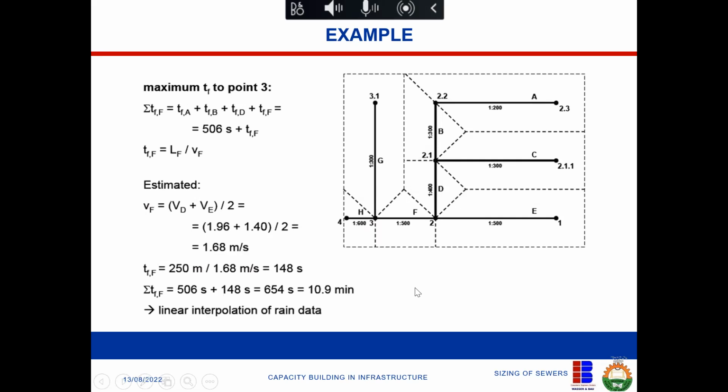So that is that. Sometimes I don't want to go into all this. This is just gymnastics, right? You can do addition. If I want to estimate the time of flow between A and D, it means I'll add the time of flow for A plus the time of flow for B. That will give me the time of flow.